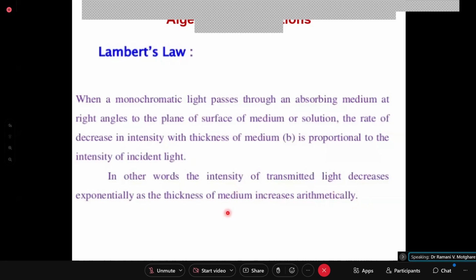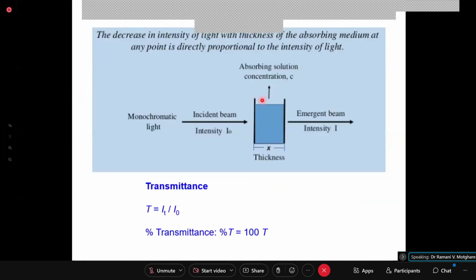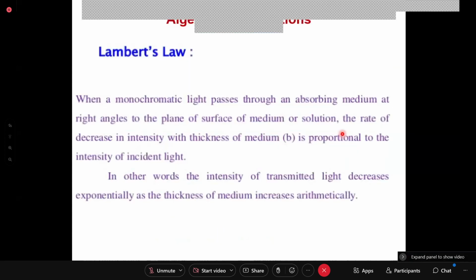So what Lambert did was take one cell of 1 centimeter path length, another cell of 2 centimeters path length, another cell of 3 centimeter path length, and he tried to study the quantity of emergent light. The emergent beam of light had lesser intensity if the path length was increased. So that was what was determined by Lambert.